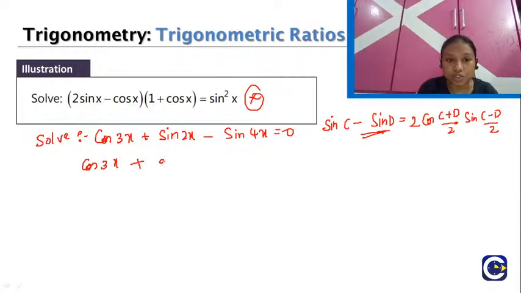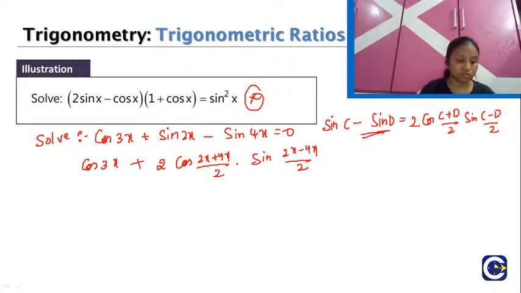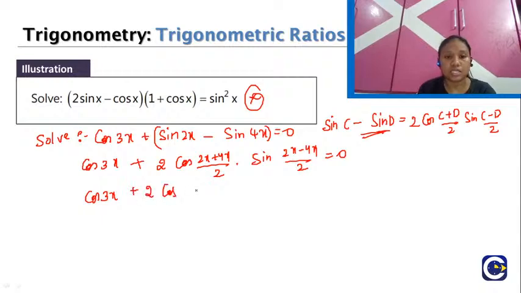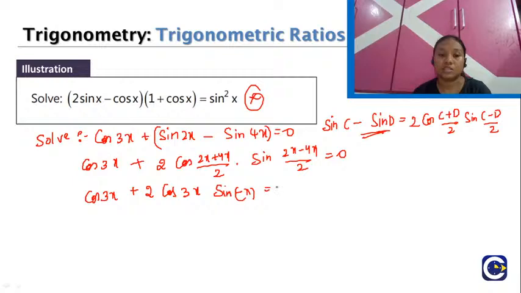So here, according to this, 2 cos (C plus D by 2), that is (2x plus 4x) by 2, into sin of (2x minus 4x) by 2. Right. So here if you observe, we have converted this sum or difference to product. So it will become cos 3x plus 2 cos 6x by 2, so it will be 3x, and here sin of minus 2x by 2, so it will be minus x, is equal to 0.